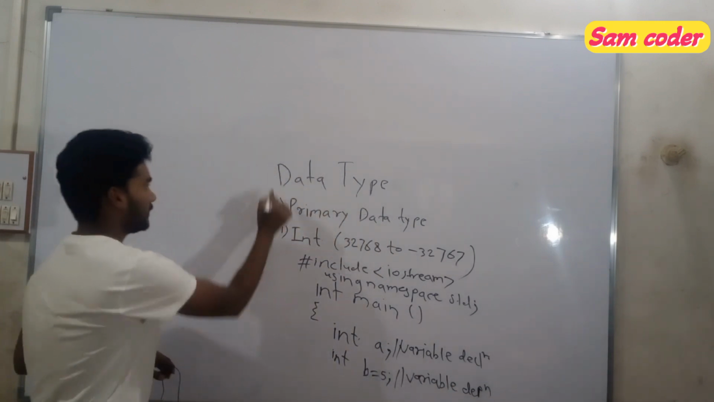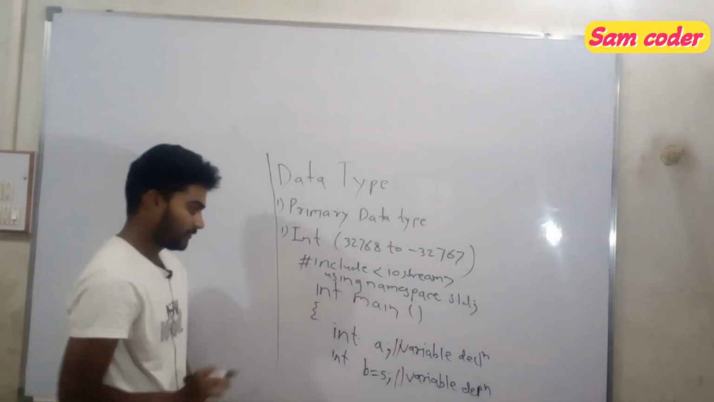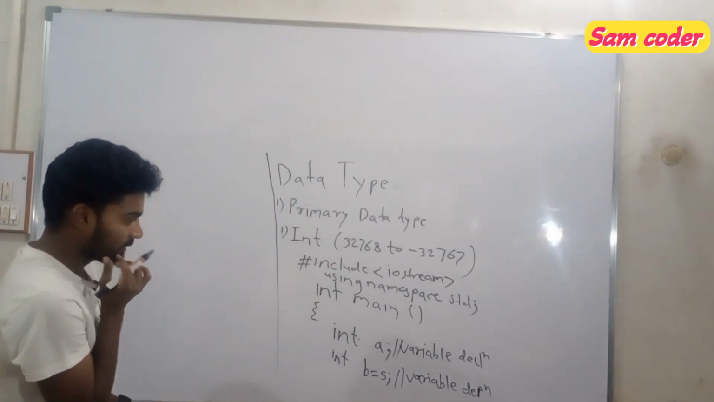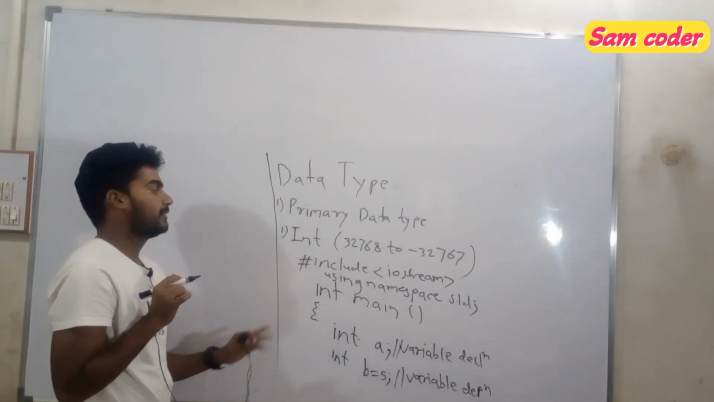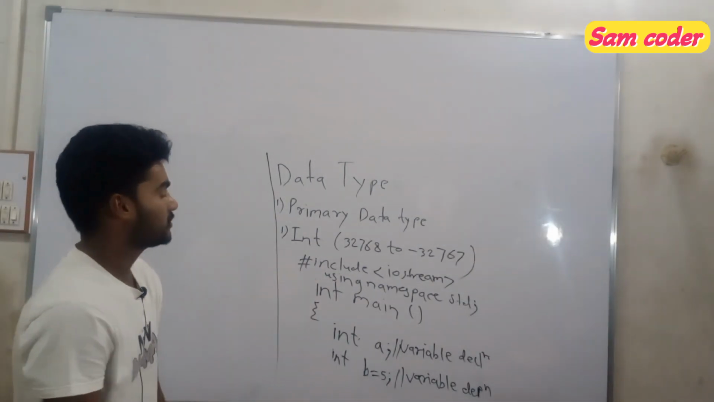Variable definition. Then after that, we are going to start from this side. Okay, that was the variable definition. Suppose in your mind there is one question: integer is providing a 32-bit range, up to 32,768.